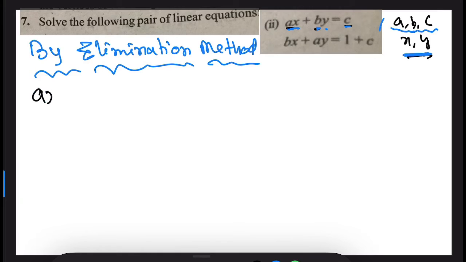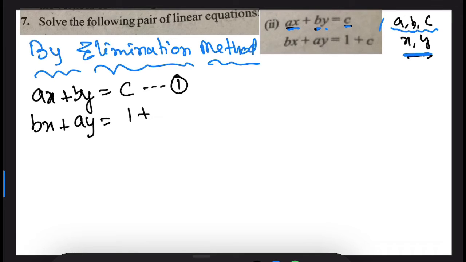So ax plus by equals c. This is the first equation. Then what is our second equation? bx plus ay equals 1 plus c. This is the second equation. Now for the elimination method, you can do anything because here both are plus: in the first equation ax is plus, in the second equation plus bx, and the y coefficient is also plus b, and in the second equation the y coefficient is also plus a. So whatever you like we can do.